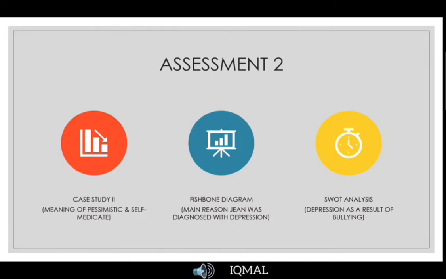This assignment contains three main elements of the case study, namely introduction to depression, use of the fishbone diagram for the main reason Jean was diagnosed with depression, and depression due to bullying through the SWOT analysis method.